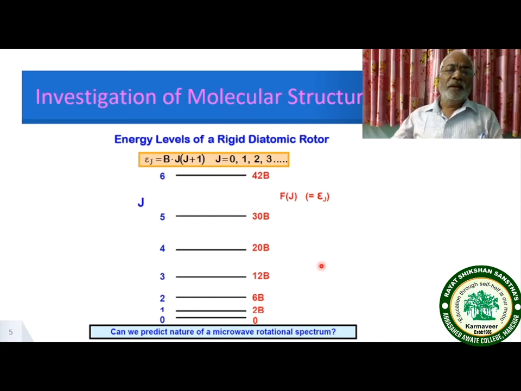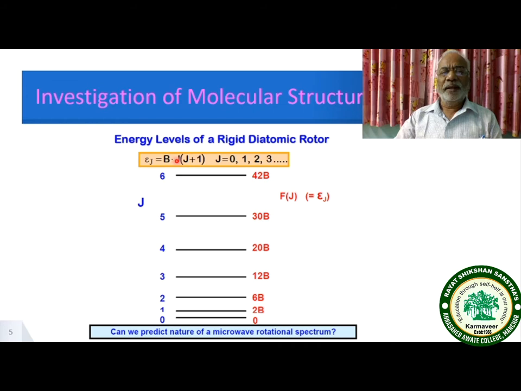Now okay, from this particular energy expression evaluated in centimeter inverse, we can substitute the values of rotational energy levels or rotational quantum numbers. If we substitute J is equal to 0, this term disappears. So 0 into anything becomes 0. So when J is equal to 0, we have energy 0. When J is equal to 1, here it becomes 1, here it becomes 1 plus 1, it becomes 2.